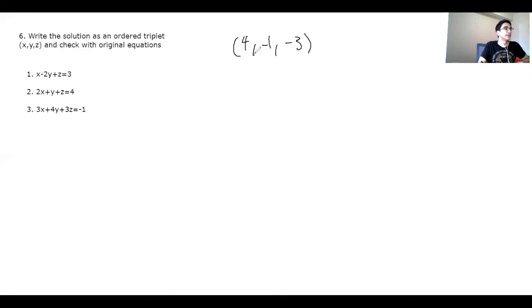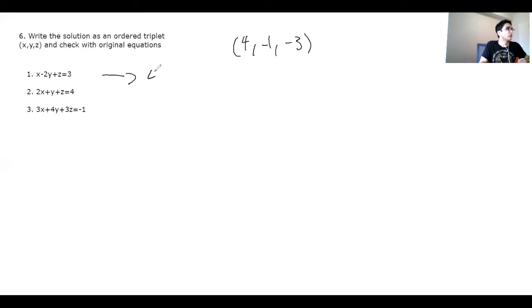And I'm going to go ahead and plug this into the three equations to check my answer. For the purposes of the video, I can assure you that they do fit. So I'm just going to do one of them. But once again, I assure you that the other two also work.